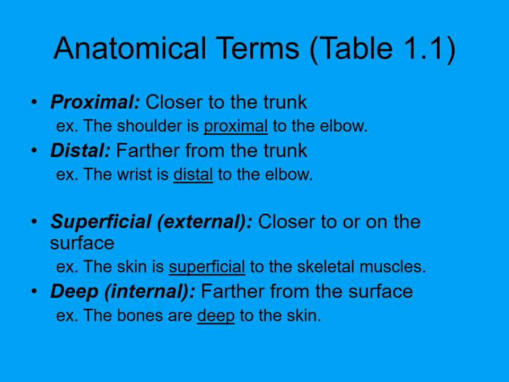And you're talking about relationships relative to the point of attachment to the main part of the body, to the trunk of the body. So proximal is going to be closer to the shoulder or closer to the hip. Distal will be further away from either the shoulder or the hip.